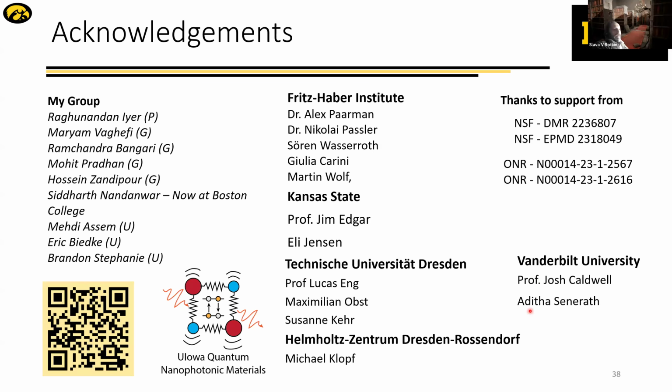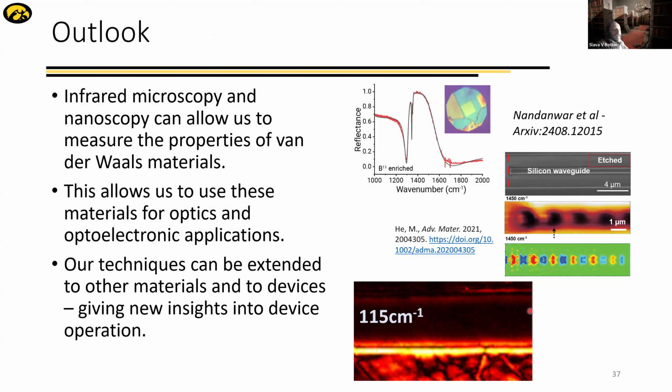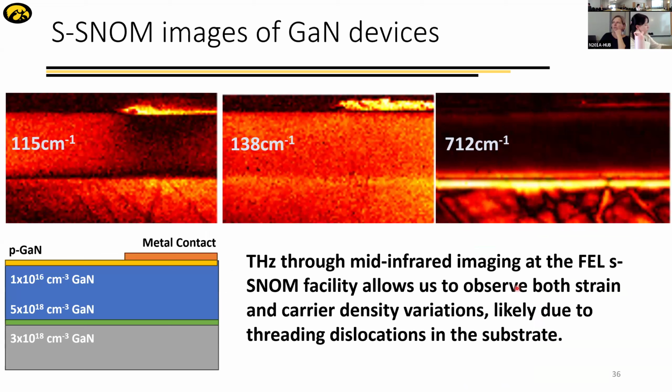On that SNOM of the bottom image of the pin diode, what's the size of this map? Yeah, great question. If I remember correctly, it's 20 by 10 microns. 20 by 10 microns. Okay. And the little longer, more scientific question is regarding the polaritons in the 2D materials.